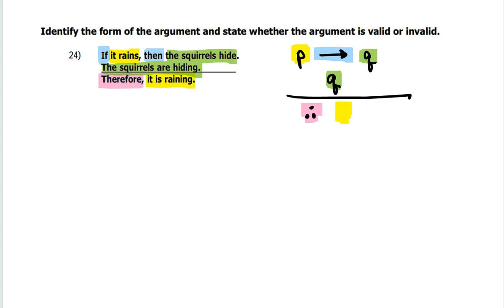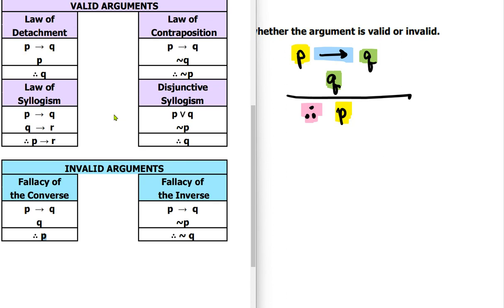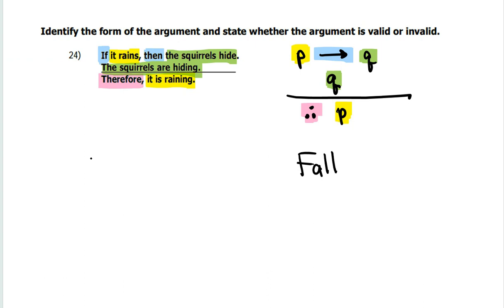Okay, I've translated it. And now I'm going to do a split screen here. I'm going to look at which one matches. We've got an if P, then Q, then a Q, and therefore a P. That is this one right here. If P, then Q, that's the first premise. There's the second premise, which is Q. And then therefore P. This is the fallacy of the converse.